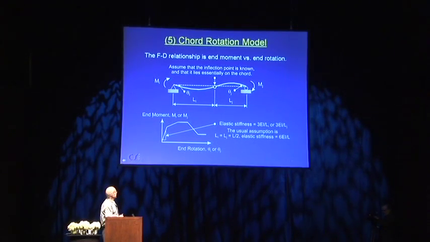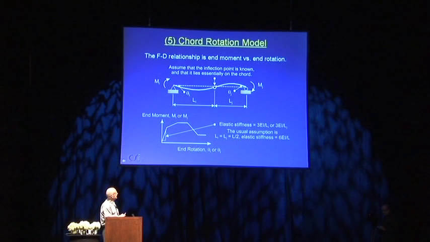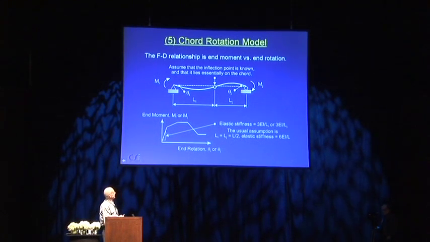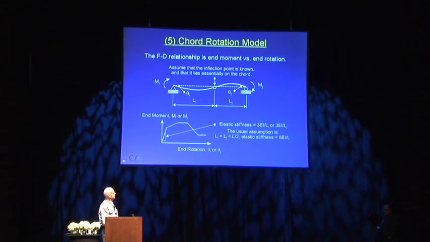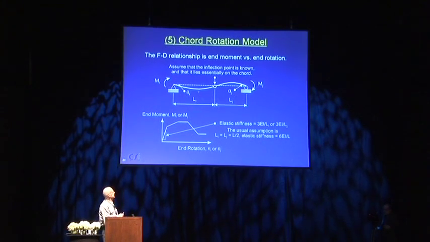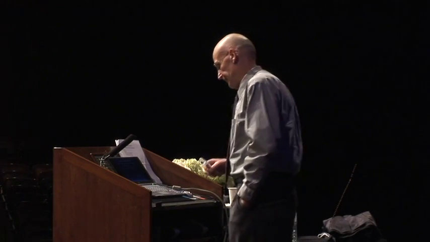If you look at the end moment versus end rotation relationship, the initial stiffness here is basically 3EI over L, assuming that this inflection point is pretty much on the chord joining the two ends. And if this is in the middle, you're probably familiar with this, it would be exactly 3EI divided by L over 2, which would be 6EI over L, which is a common number. And then from there on, it becomes nonlinear.